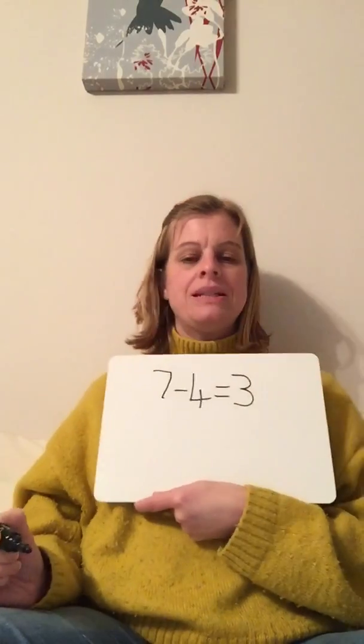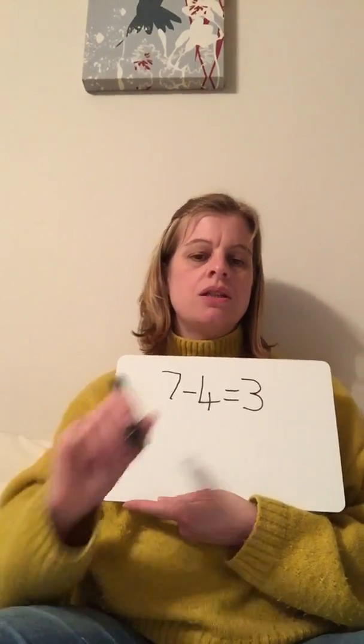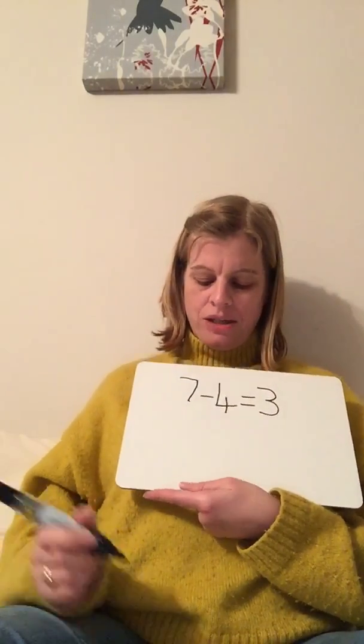So let's start. I'm going to start with the calculation. Remember, this isn't about solving the calculation. This is about drawing pictures so that I know that you understand what subtraction is. So let's look at 7 subtract 4 is equal to 3. That's my calculation. And now I want to draw some pictures to represent that calculation.